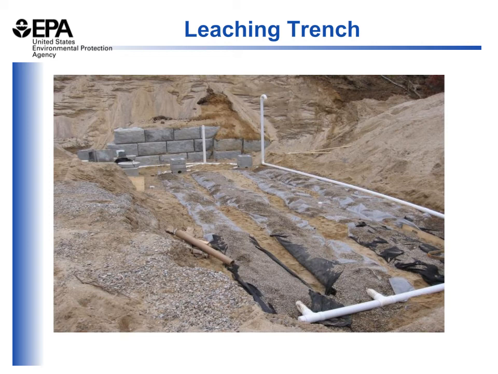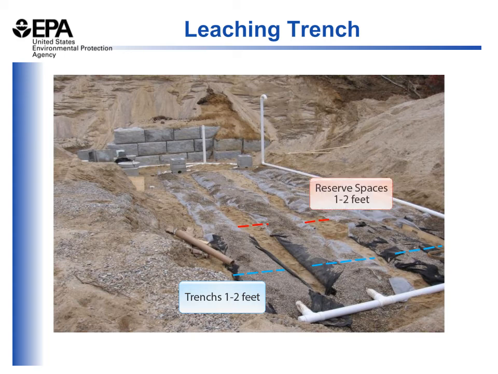Similar to a seepage bed is a leaching trench, and leaching trenches are used typically for larger facilities where you have a series of trenches, one next to the other. They're typically 1 to 2 feet wide, and a space is left in between them that is the same width. This space can function as a reserve area in the future. If for some reason the area of the trenches themselves become clogged, it's possible to rebuild the system by shifting everything over to use the areas in between the existing trenches.